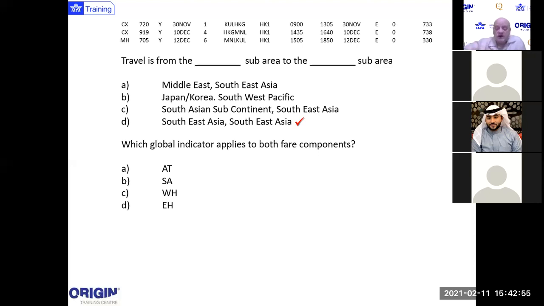Right. Kuala Lumpur, Malaysia is area 3 to 3. Everything's in area 3. So the global indicator is EH. Only area 2 to 3 does it get complicated. If it's all in area 1, WH, all in area 2, EH, all in area 3, EH. But when you get area 2 and 3, 3 and 2, then you've got the RU, FE, TS, EH.